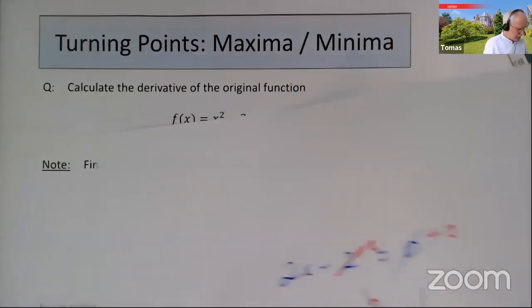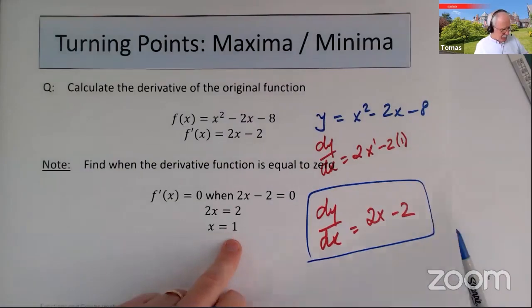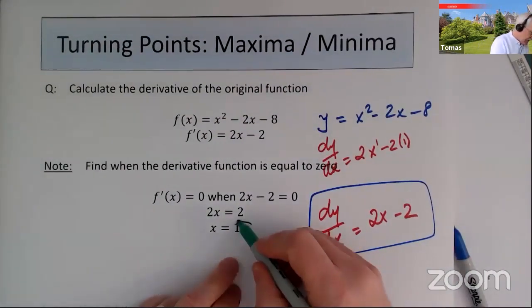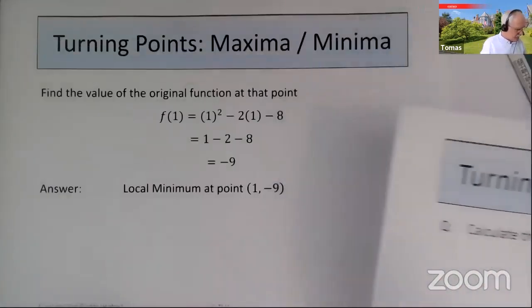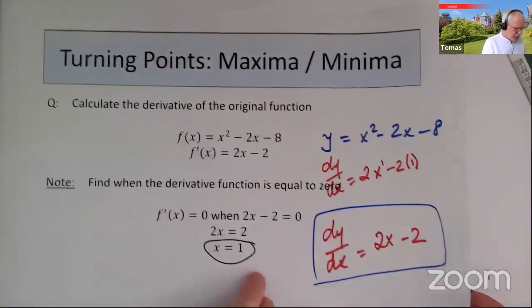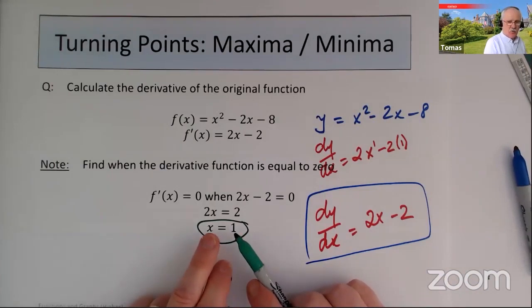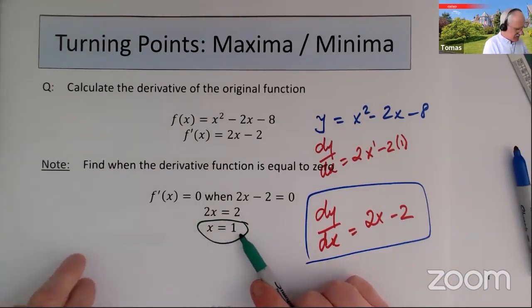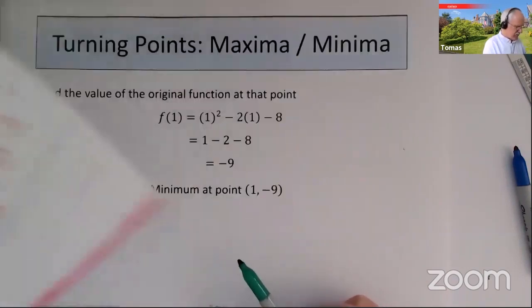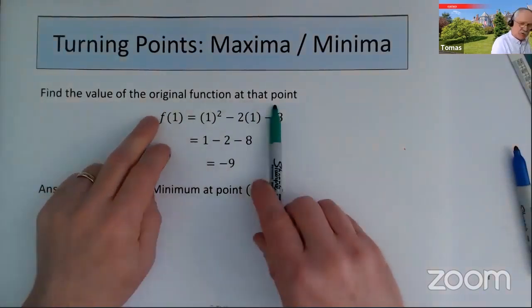X equals 1. So it looks like the turning point for this graph is when x equals 1. Now, that just tells me when it turns, what x value it turns at. But I need now to know the point it turns at, not the slope, but the point on the graph where it turns. So then I've got to go back to the original graph.